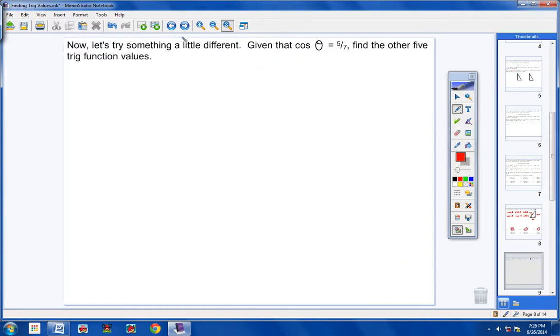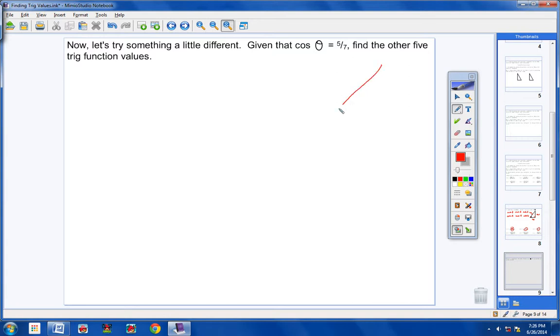Now let's take this a step further. Let's try something a little different. Let's say that I simply told you that cosine of theta is 5/7, and then I told you to find the other 5 trig function values. Well, let's not panic here. First of all, we don't care if our right triangle is drawn to scale. We don't really care about that.